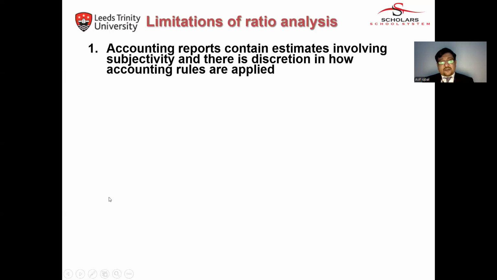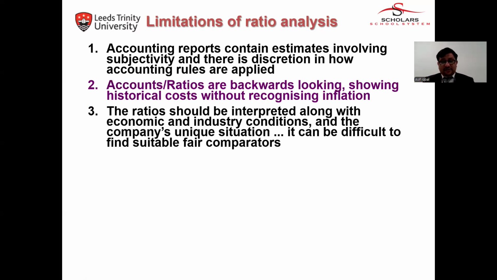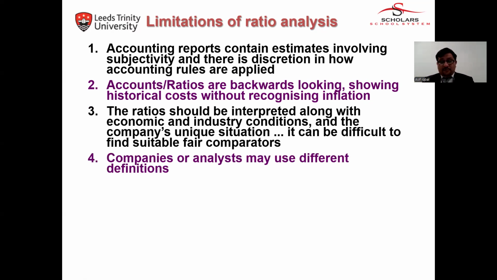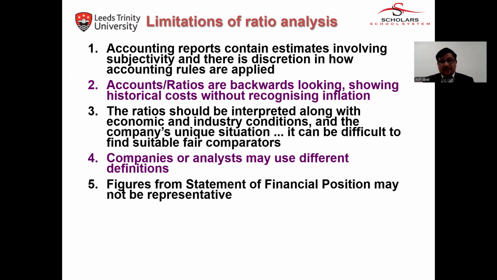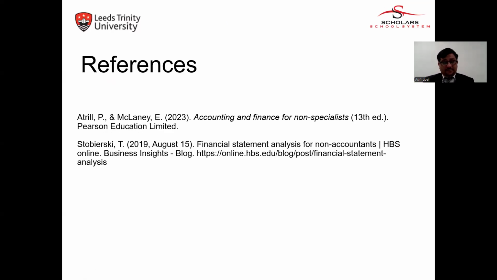There are some limitations. Accounting reports contain estimates involving subjectivity, and there is discretion in how accounting rules are applied. Accounting ratios are backward looking, showing historical cost. The ratios should be interpreted along with economic and industry conditions. Companies or analysts may use different definitions. Figures from the statement of financial position may not be representative. Ratios show symptoms, not causes, and do not give answers or solutions.